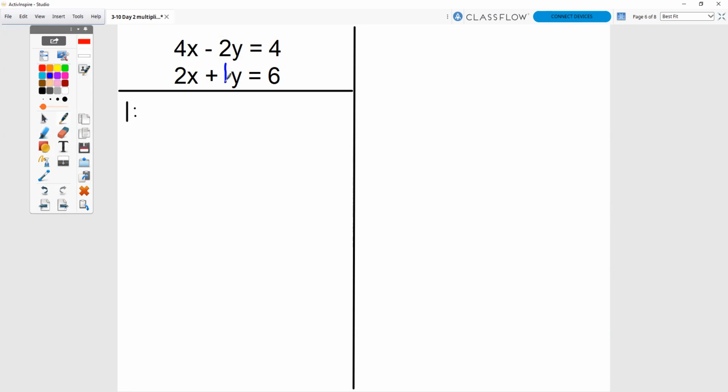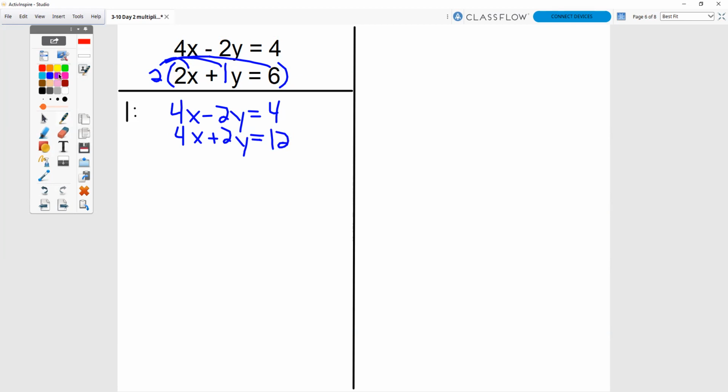The opposite of -2 is +2. To get a +2 down here, I need to distribute with that 2 because I want to create a -2y and a +2y. I didn't touch that top equation, so all I'm going to do is rewrite it. That bottom equation, distribute. So 2 times 2x is 4x plus 2y equals 12.